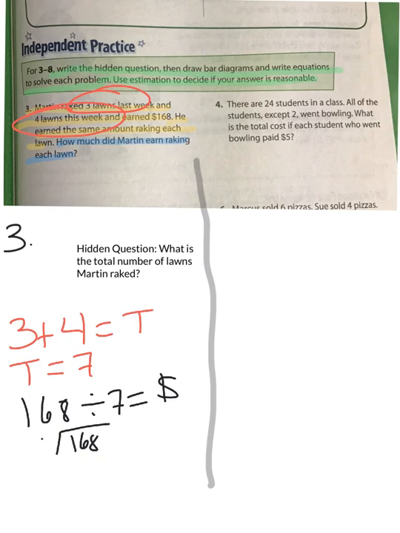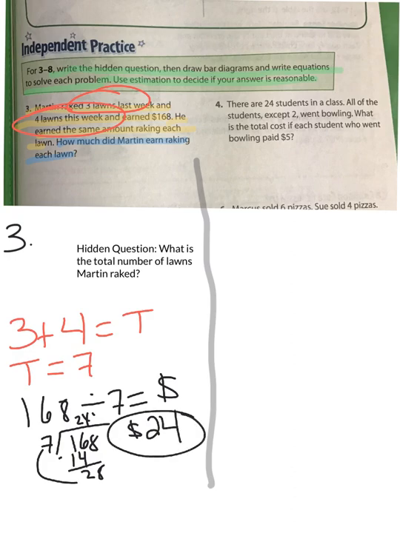168 divided by 7. Well, 7 goes into 16 twice. 7 times 2 is 14. Subtract and bring down my 8. 7 goes into 28 4 times. I know it's kind of hard to see, but he got a total of $24 per lawn, and that's going to be my answer.